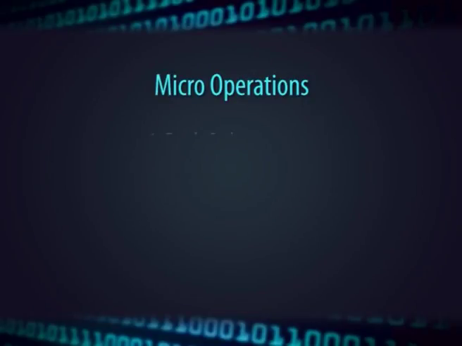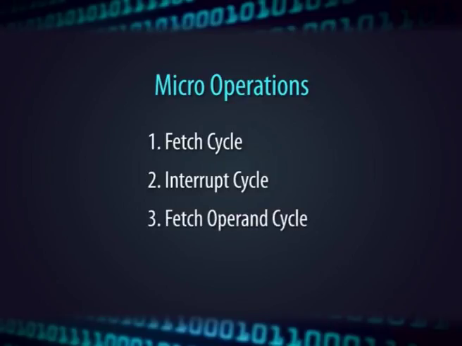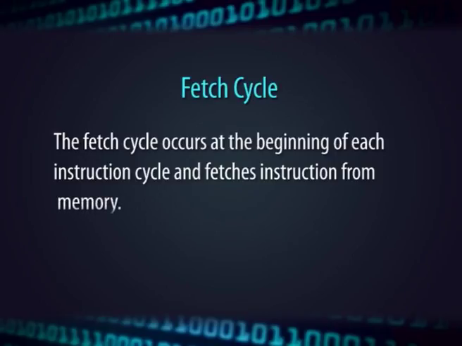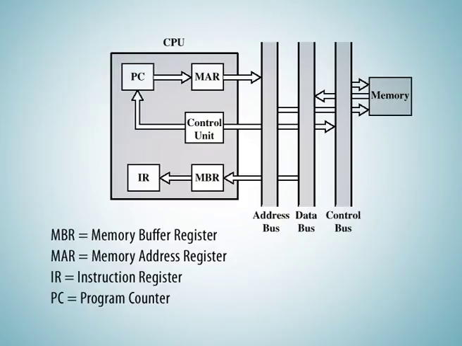Many of these micro operations are common among the instructions. Some of these common micro operations are: first fetch cycle, second interrupt cycle, third fetch operand cycle. Now, let us start with a fetch cycle and the associated micro operations in it. The fetch cycle occurs at the beginning of each instruction cycle and fetches instructions from the memory. 4 registers are involved in the fetch cycle.